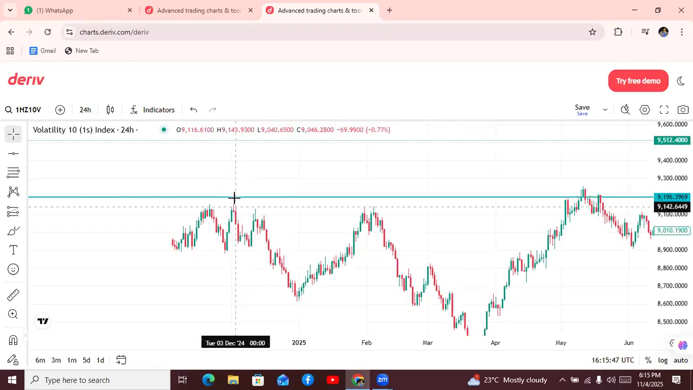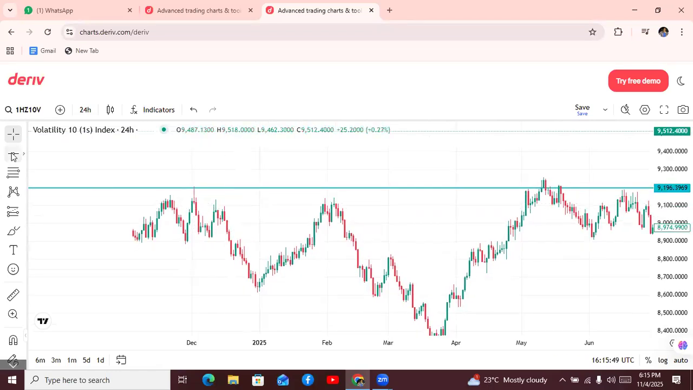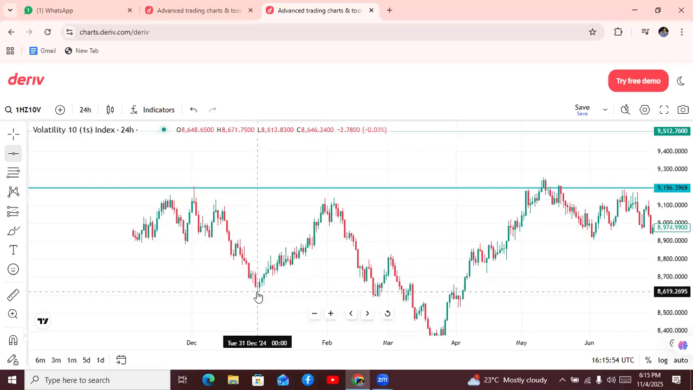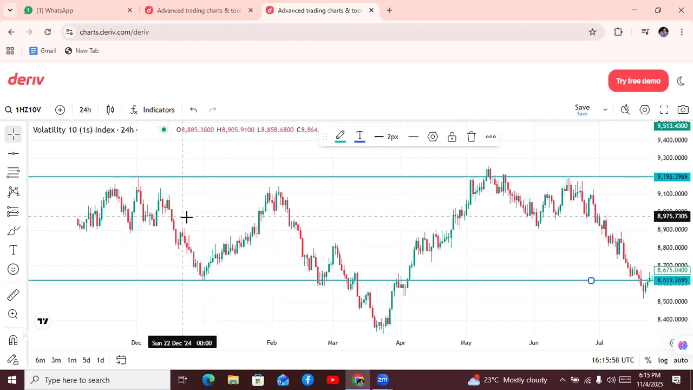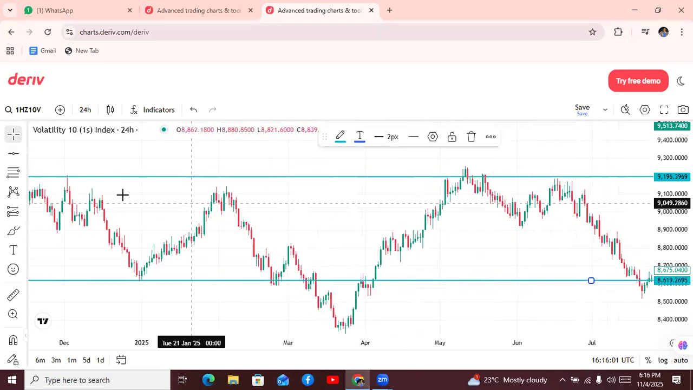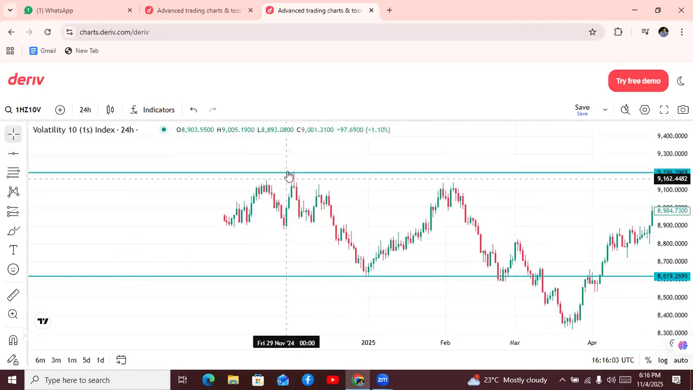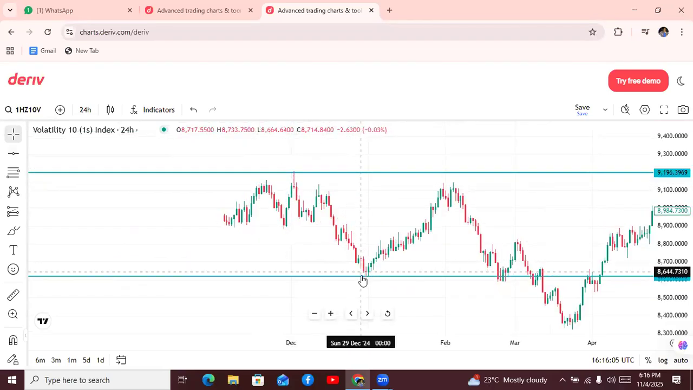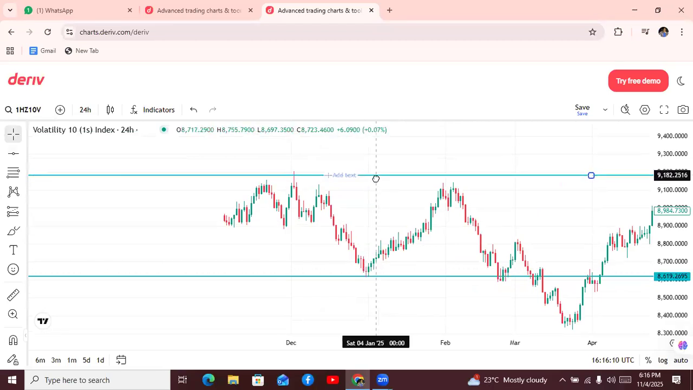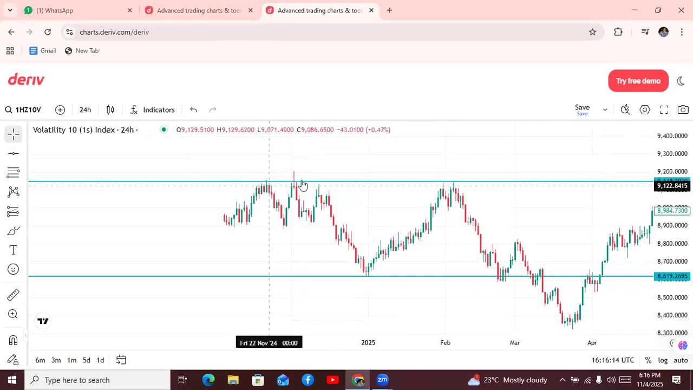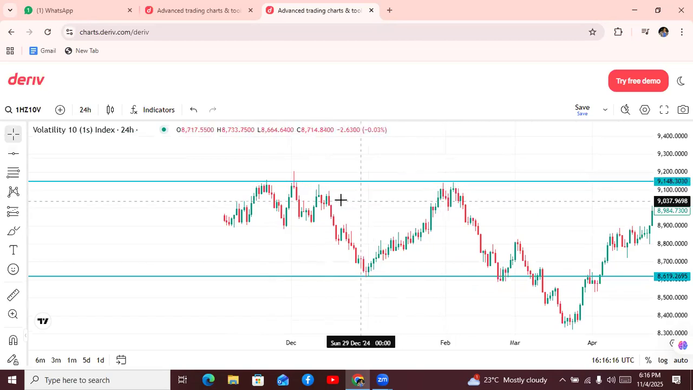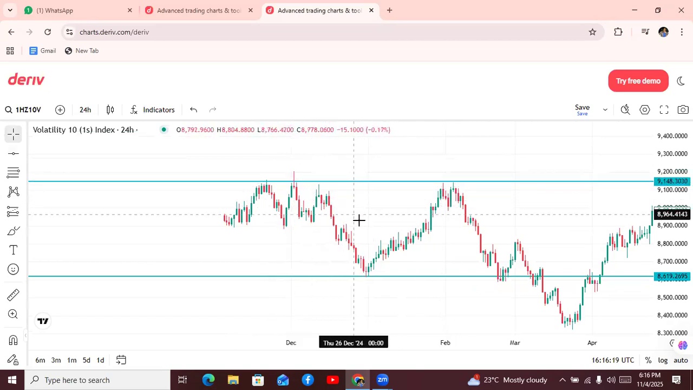If this is the highest the market has been, what is the lowest the market has been? This will be the lowest. So this is our level of resistance and this will be our level of support. Now, I just want to move it down so that it can touch more levels. Okay, there. 1, 2, 3, 4. Yeah, this touches.